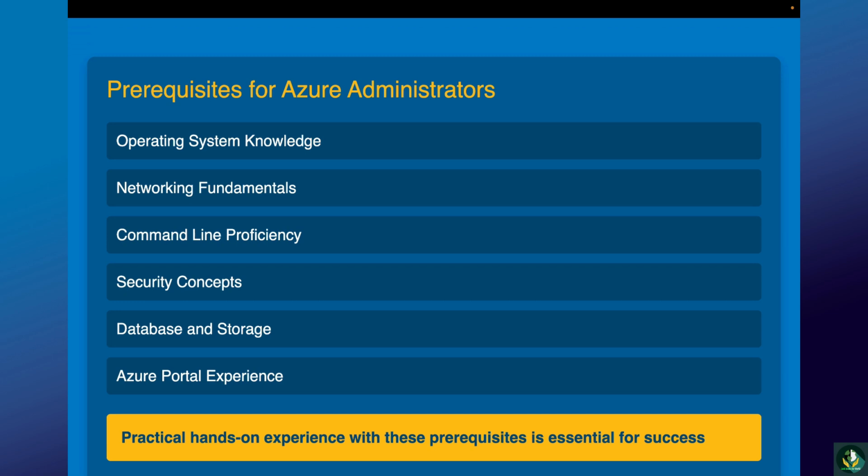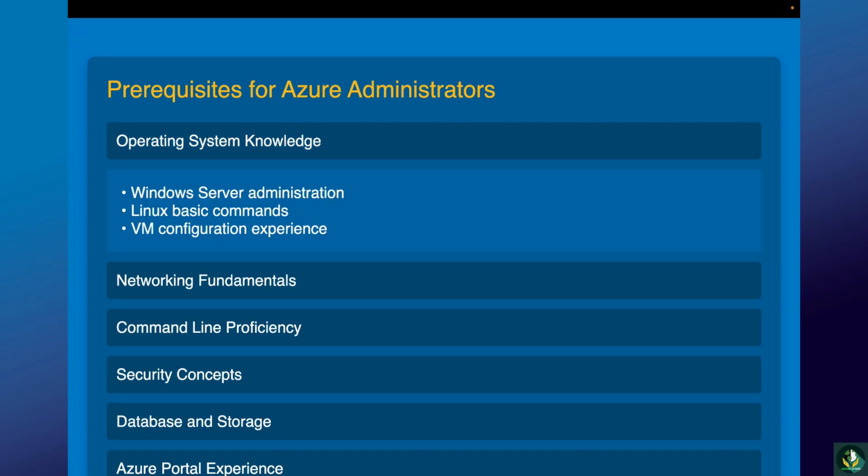First and foremost, administrators need basic experience with operating systems. This includes working knowledge of both Windows Server and Linux environments. The operating system skills support effective virtual machine management and configuration, and we'll be covering all these basics during the prerequisites lectures. We'll be covering Windows Server administration basics, Linux basic commands, and VM configuration experience as well.